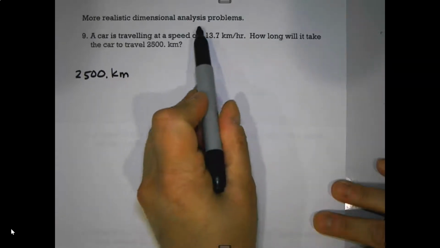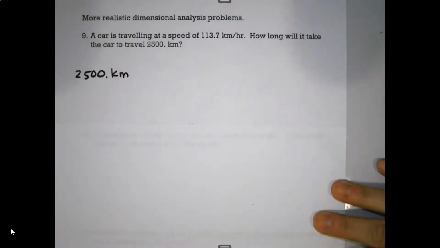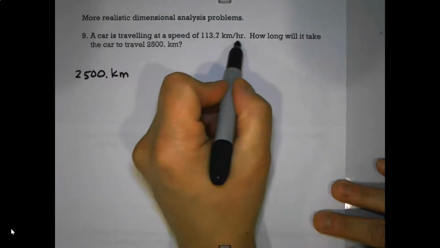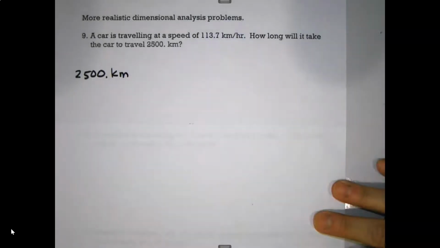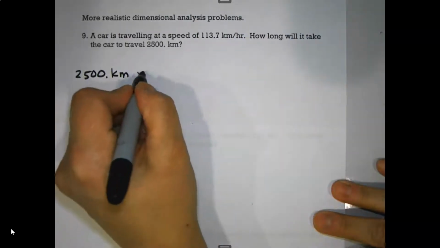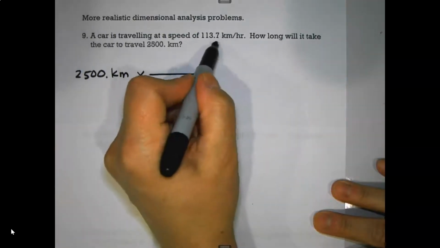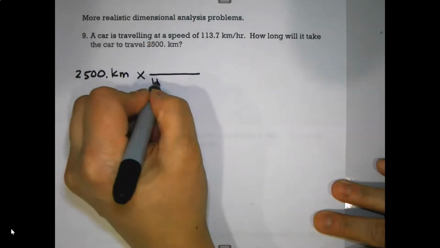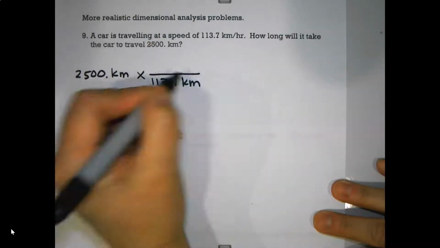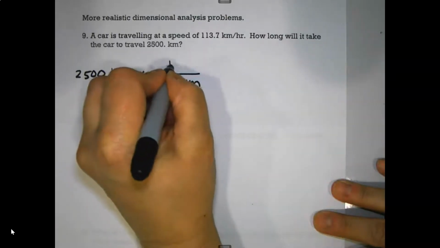But I've got this conversion factor, 113.7 kilometers per hour, is something that I'm going to use because look at what the question says. How long is a time if the car travels 2,500 kilometers? There's a distance. So I am going to use this speed as a conversion factor. So kilometers is the unit that I'm starting with, so I'm going to stick the kilometer part on the bottom, 113.7 kilometers, and I've got hour on top.